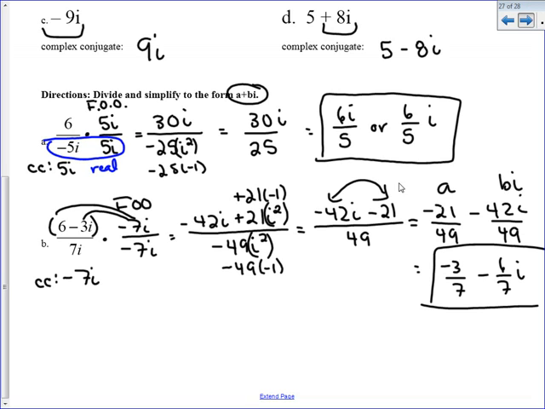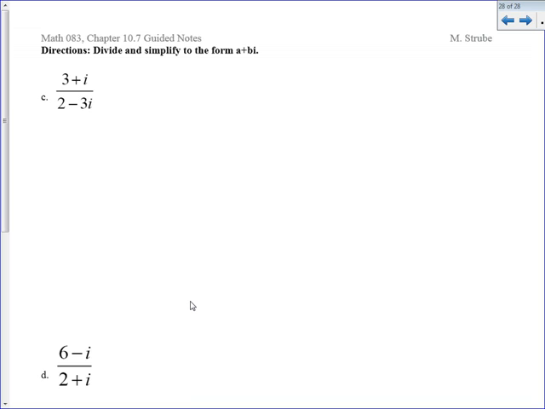So for C, I have 3 plus i over 2 minus 3i. So this one's going to be a little bit more work. So we've got those complex numbers in the form a plus bi. It's your definition of a complex number. It's got real plus imaginary. So first thing, where do I find my conjugate, numerator or denominator?